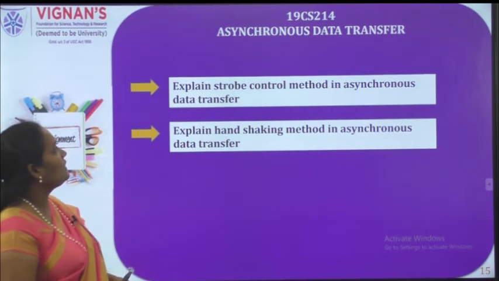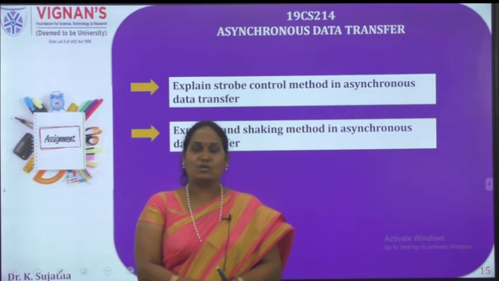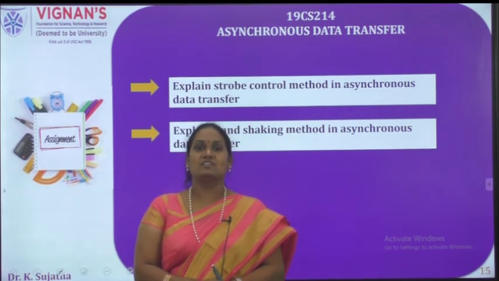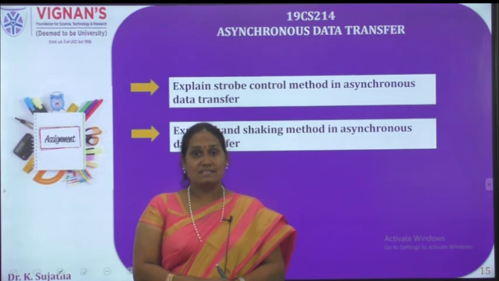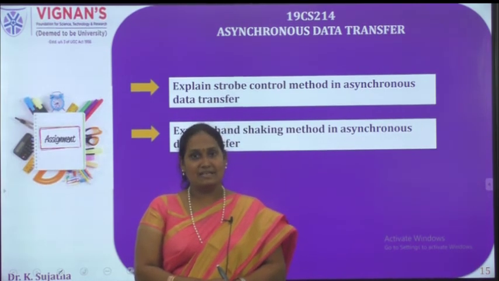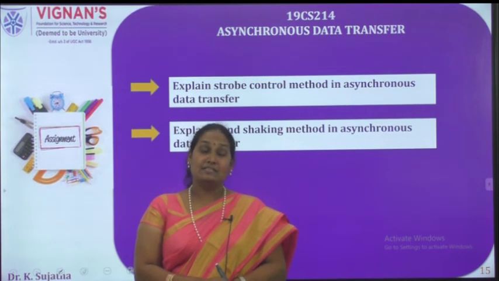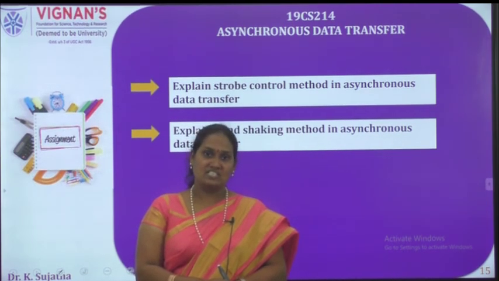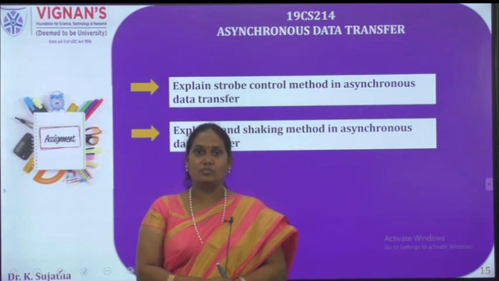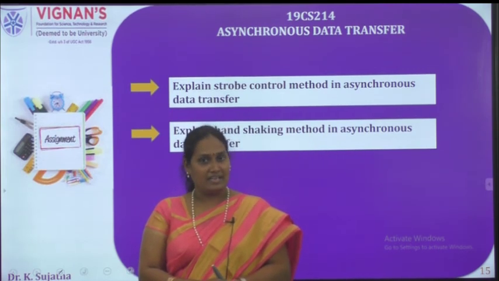Now I hope that you all understood asynchronous data transfer. I am going to summarize the concepts we discussed in this session. We discussed what synchronous data transfer is and what asynchronous data transfer is. For achieving asynchronous data transfer, we discussed the control methods: the strobe control method and the handshaking control method. In the strobe control method we discussed source initiated strobe and destination initiated strobe. In the same way, for the handshaking method we discussed source initiated and destination initiated handshaking.